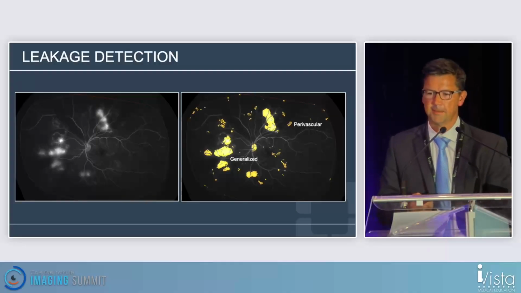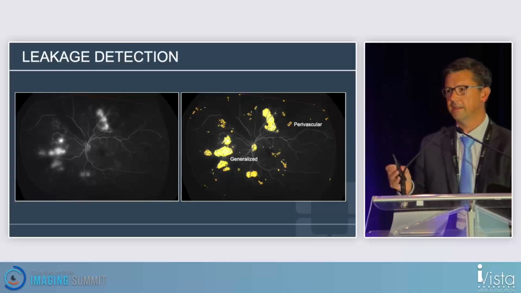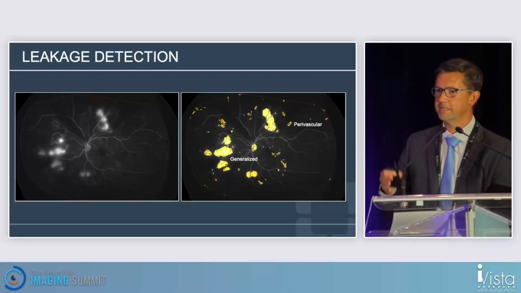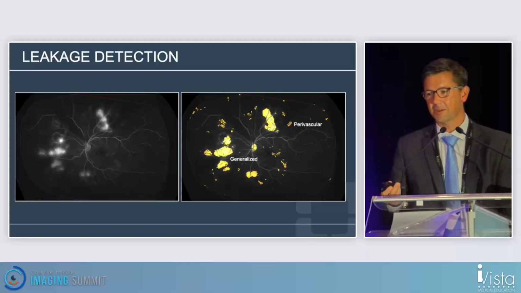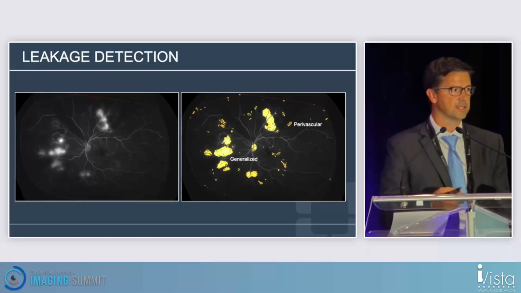So these are just some examples here for leakage detection. And again, at a phenotypic level, originally what we cared about is, can we quantify leakage? But then we started to realize that there's even phenotypic differences in the way leakage looks.